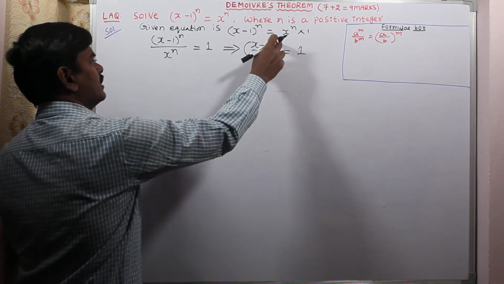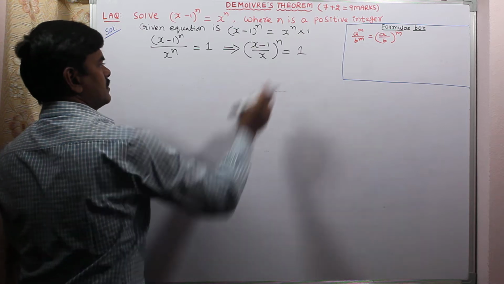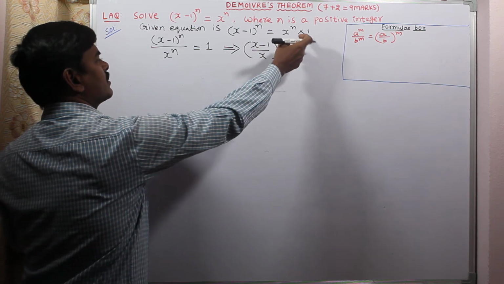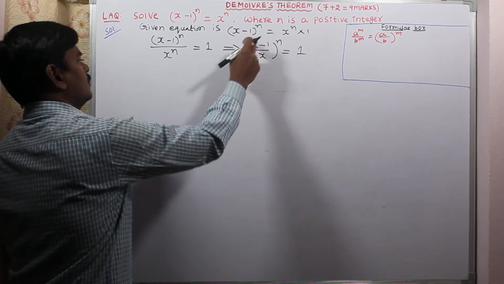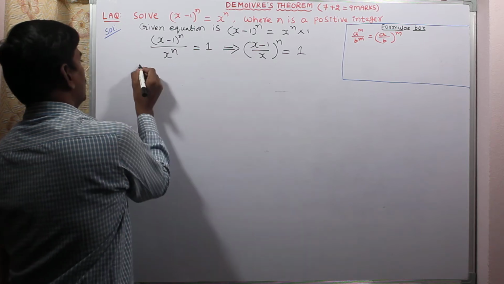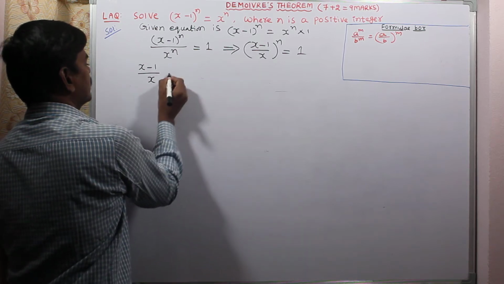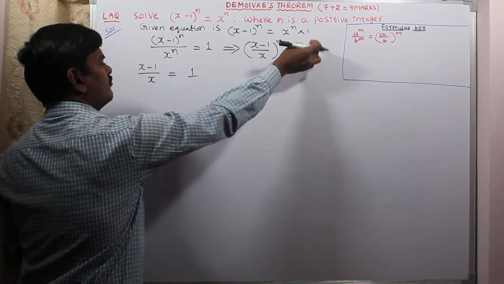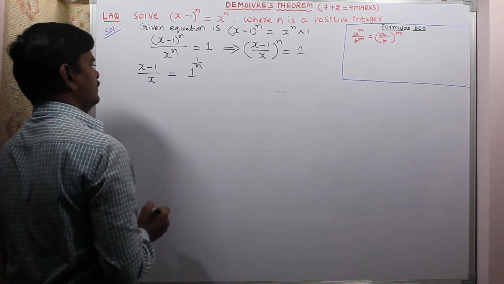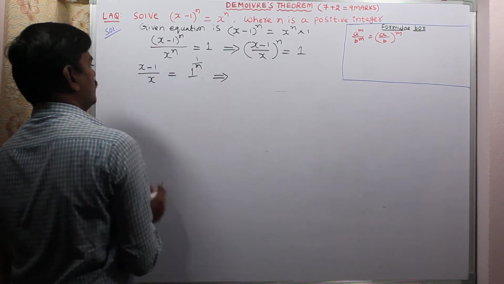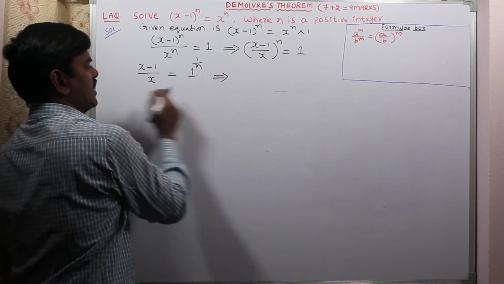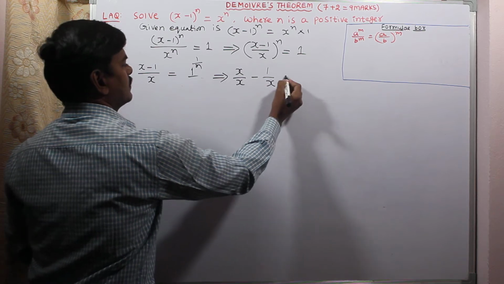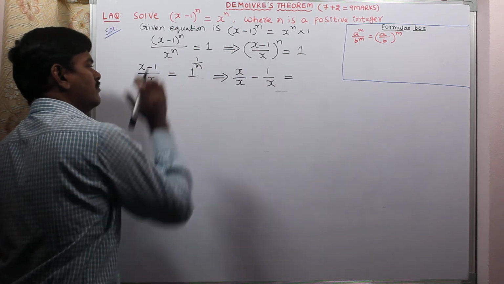Now I want to shift power n from LHS to RHS. At present we have n by 1, right? It will be reversed, so it becomes 1 by n. So on removal of the power, we will have (x minus 1) by x equals 1 power n by 1, which becomes 1 by n, the power being reversed. Now we can separate x by x minus 1 by x, that equals 1 power 1 by n.